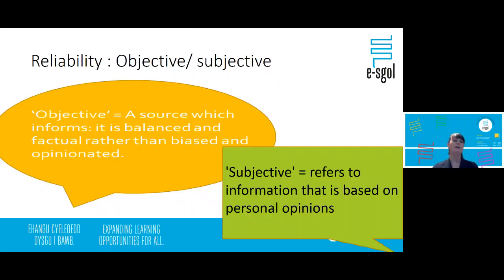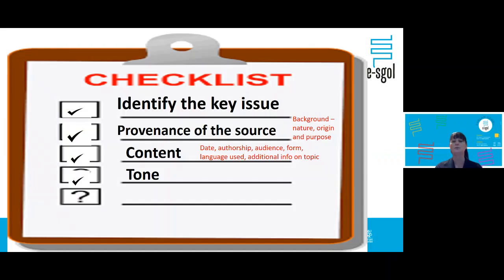Now, when we look at the reliability, two words that could be put into your source analysis are the words objective and subjective. So objective is a source which informs. It means it's balanced and it's factual rather than being biased and opinionated. Subjective refers to information that is based on personal opinions. So when you have a source, they might fall into one of these categories, and you can obviously use this word then to explain it.